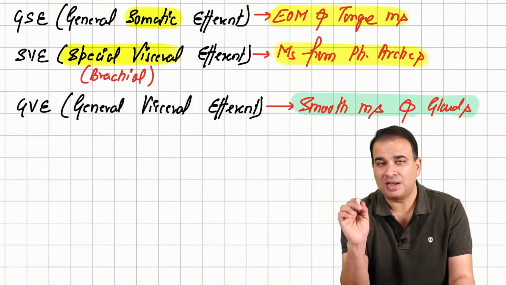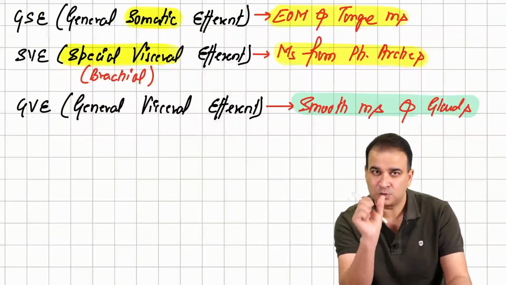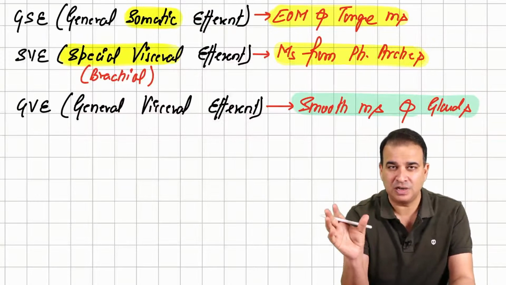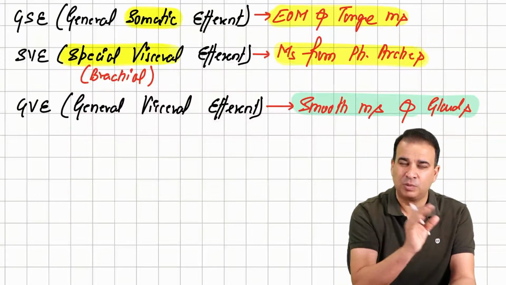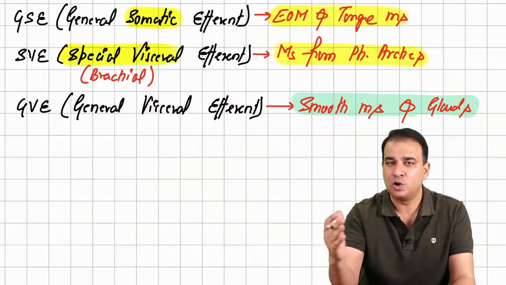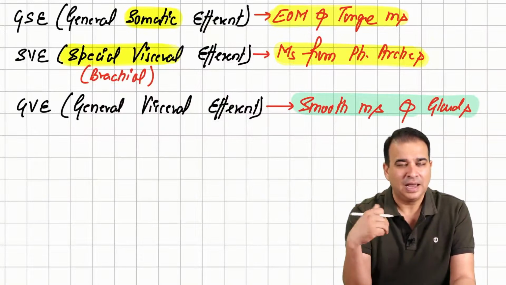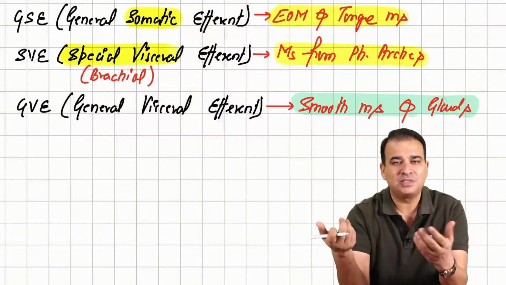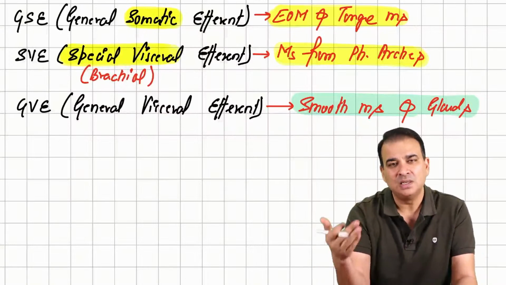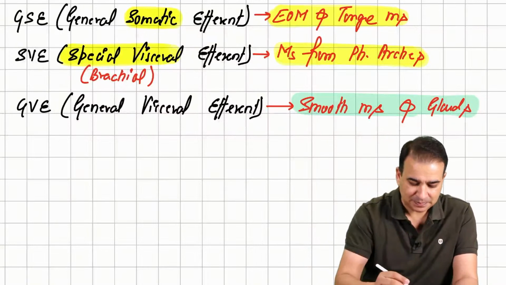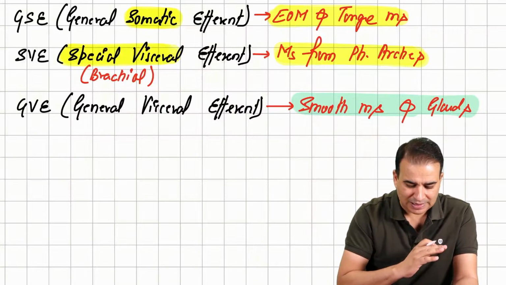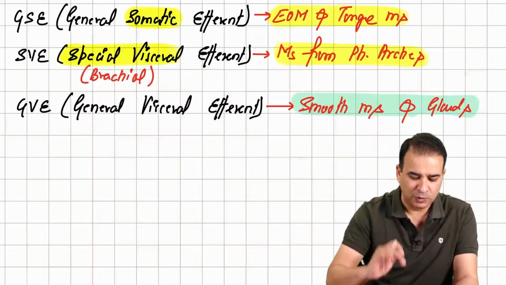When I say general somatic efferent, you should know, okay, I need to catch the word somatic in this. When I say special visceral efferent, I know special viscera is a misnomer. It's branchial arches, so it is going to supply the muscles of pharyngeal arches. And obviously the third column, the only column left here, is for what muscles? Smooth muscles and glands. Right? So it's just about understanding the columns first. We will discuss all details of these columns. You will see that.